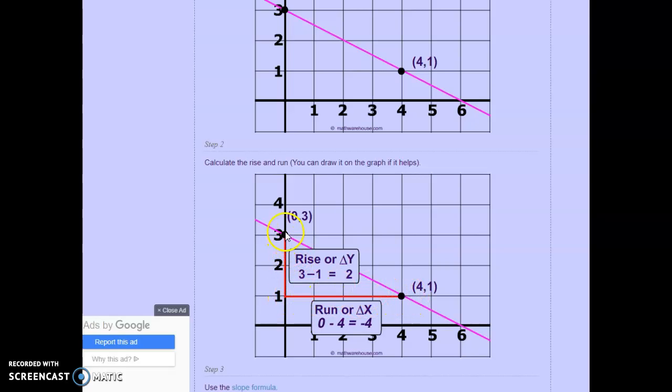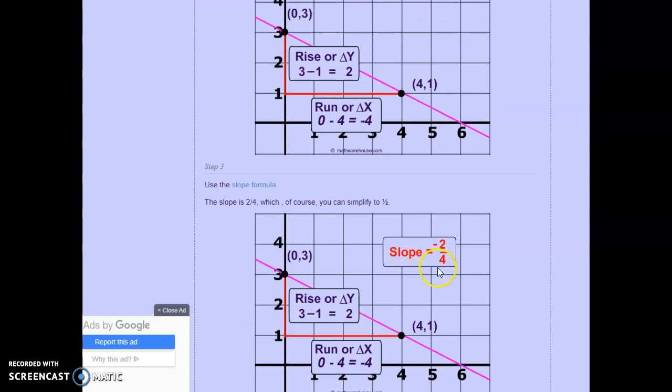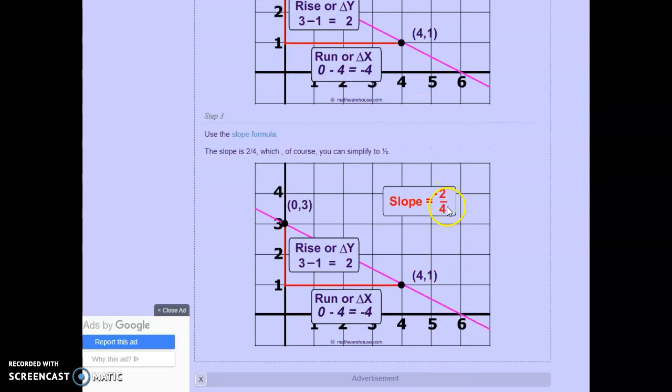And then you count how many spaces you fall, and that was 2, and how many places we ran, and we always run to the right, and that was 1, 2, 3, 4 spaces. So that would be 4. Okay, this negative is because this is a negative slope. So our slope will be negative 2 over 4, which is negative 1/2 if you reduce it. So negative 2 over 4 or negative 1/2, either of those would be okay.